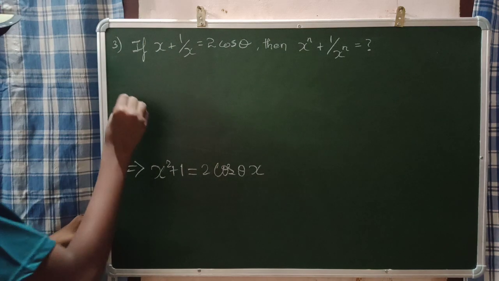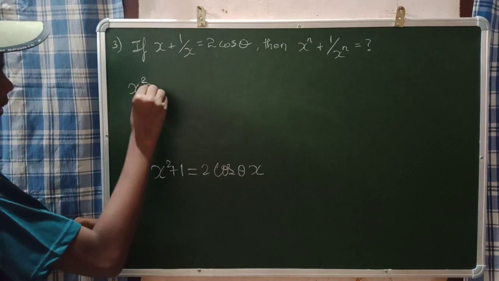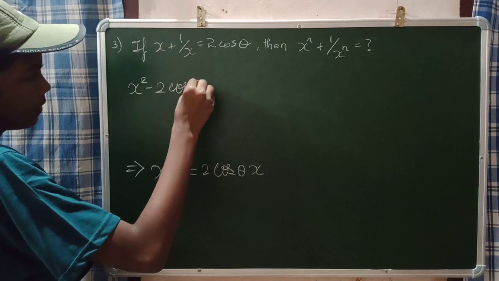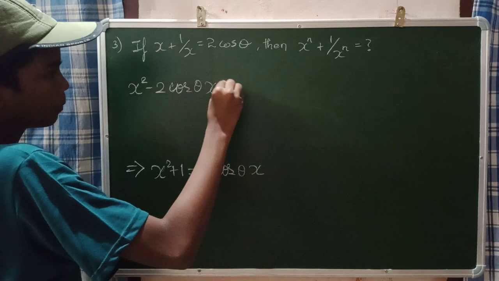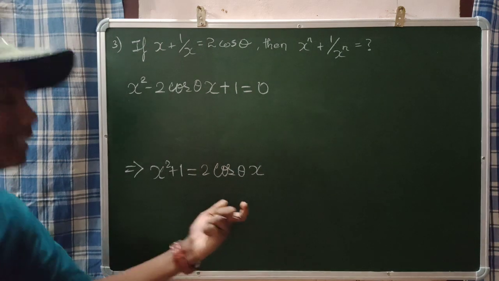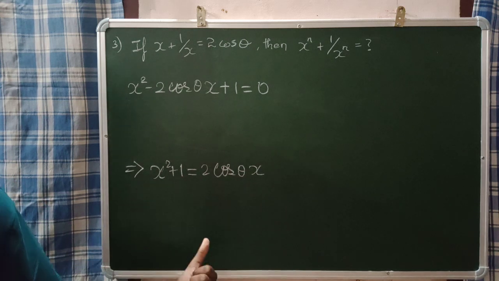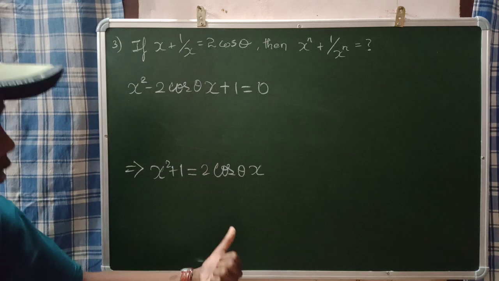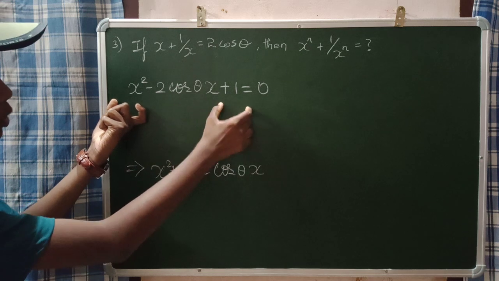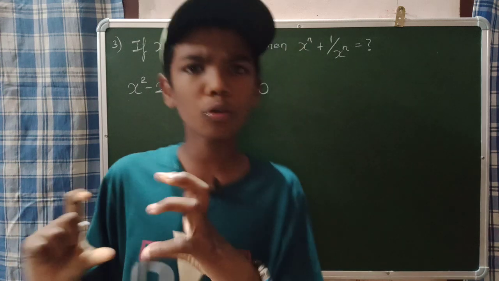So when I take like that, this would be nothing but x square minus 2 cos theta x plus 1 is equal to 0. This is what you will be getting when you take this 2 cos theta x to the left hand side. You will get x square minus 2 cos theta x plus 1 is equal to 0. This is a perfect quadratic form.